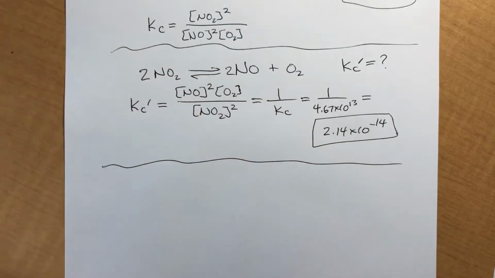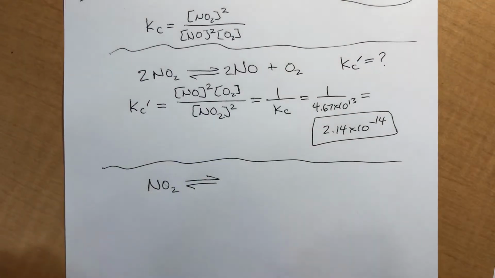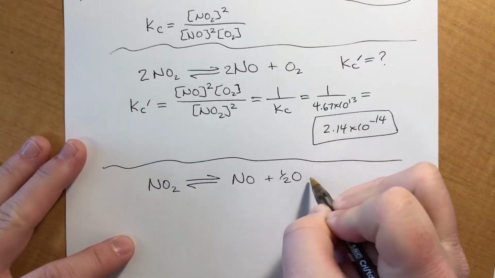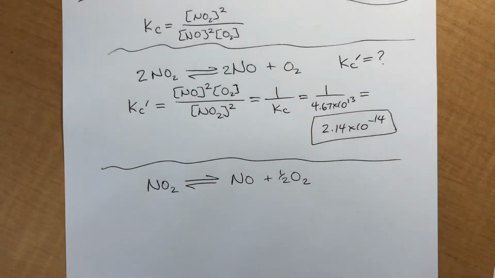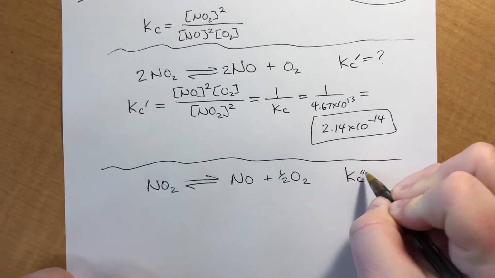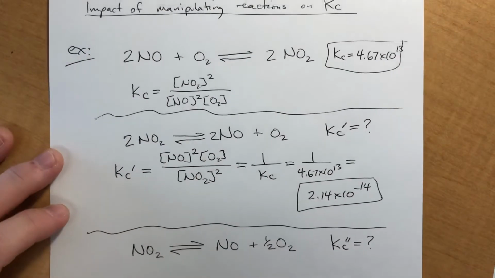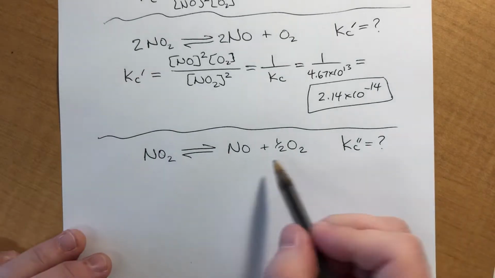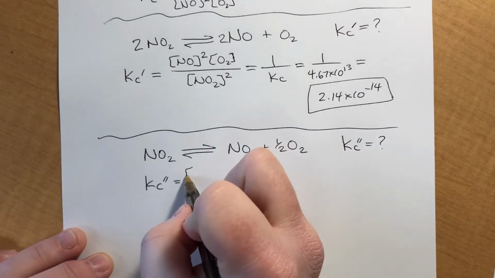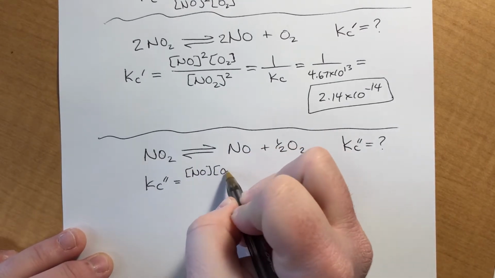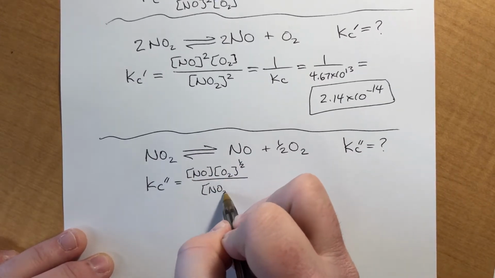Okay, so let's say we had another variation of this, where we just had NO2, so obviously related reactions here, forms NO and 1/2 of an O2. So in other words, we took everything from here and divided it by 2. This is a different Kc value, so I'm going to call it double prime. This double prime does not mean anything specific. It's just saying that it's not the same as the first two. Okay? I'm going to write out this form of it. So it's going to be the concentration of NO times the concentration of O2 raised to the 1/2, basically the square root of that thing, divided by the concentration of NO2.